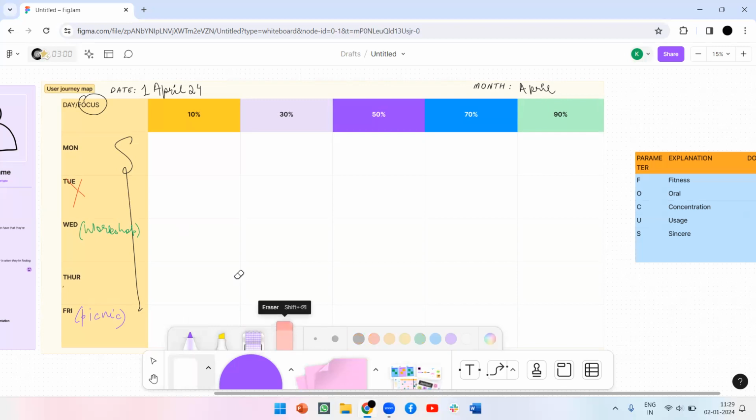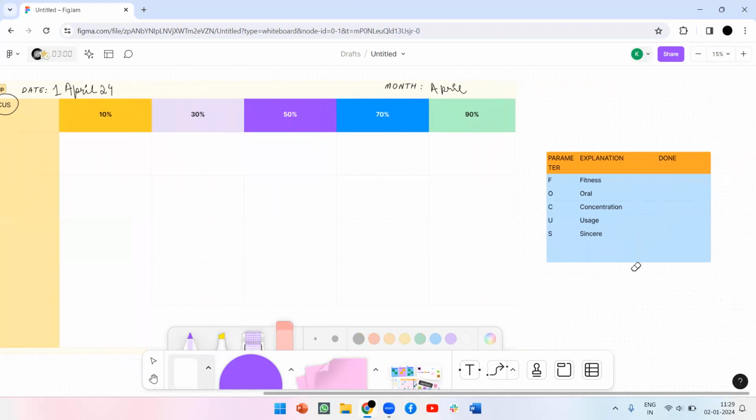Let me explain what this percentage actually stands for. The percentages that I have kept here, 10%, 30%, 50%, 70%, 90%, are all about the focus of the student, not the teacher. It's about the focus of the student. And focus here includes certain parameters. Let us see; through this table, we can try to understand this.